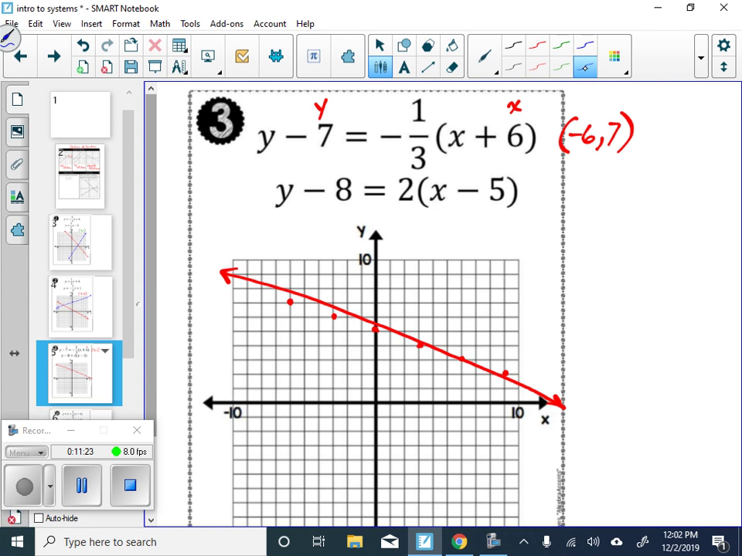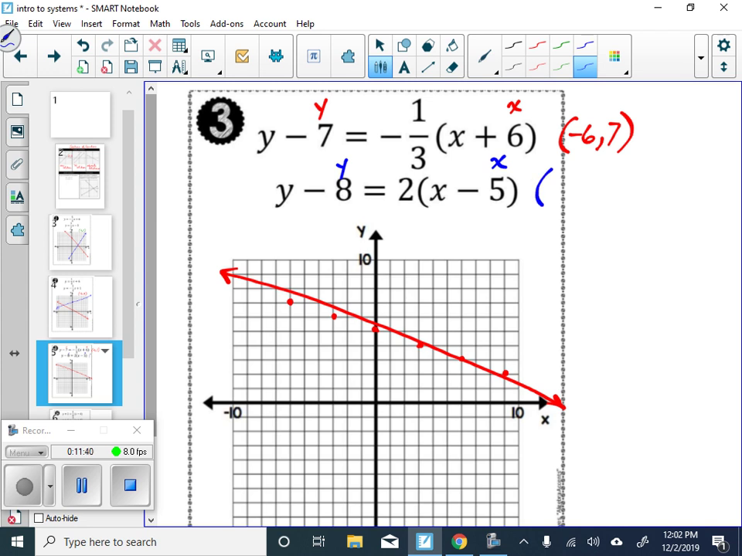And we're looking at the second equation. Questions? Do I need to slow down? Are you okay? Okay. Looking at the second equation, identify your x and your y just for good measure. And let's write our ordered pair.